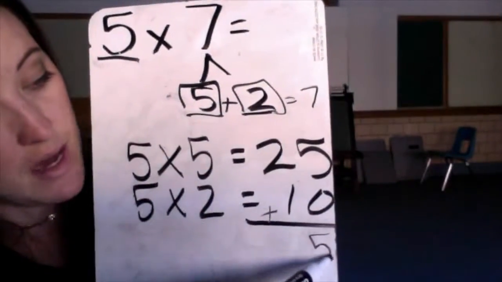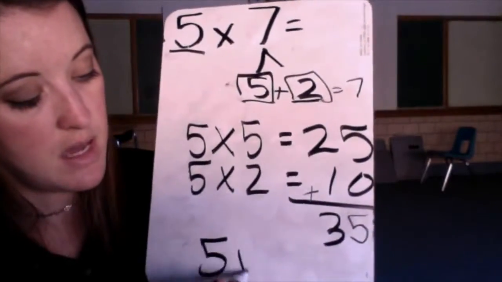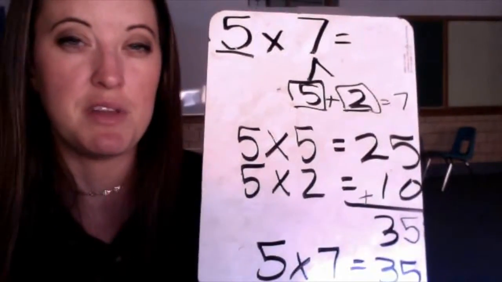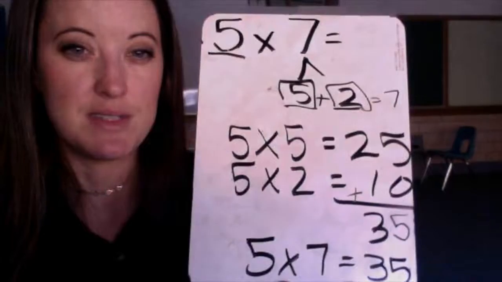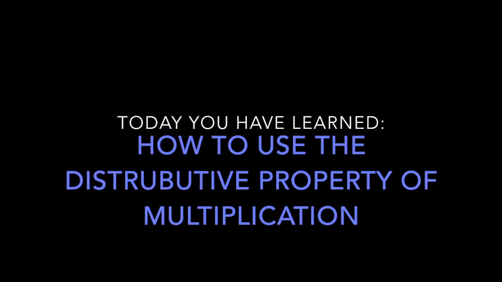5 plus 0 is 5. 2 plus 1 is 3. So now I know that 5 times 7 equals 35 by using that distributive property. Great job, boys and girls. Today you have learned how to use the distributive property of multiplication.